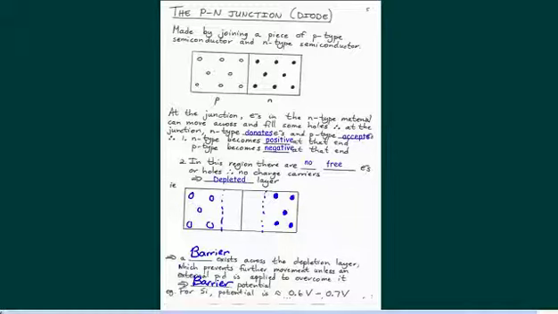And the potential difference applied across the chip, from here to here, required to get across that area, is called the barrier potential. And for the usual semiconductors we're looking at, the barrier potential is about 0.6 to 0.7 volts.